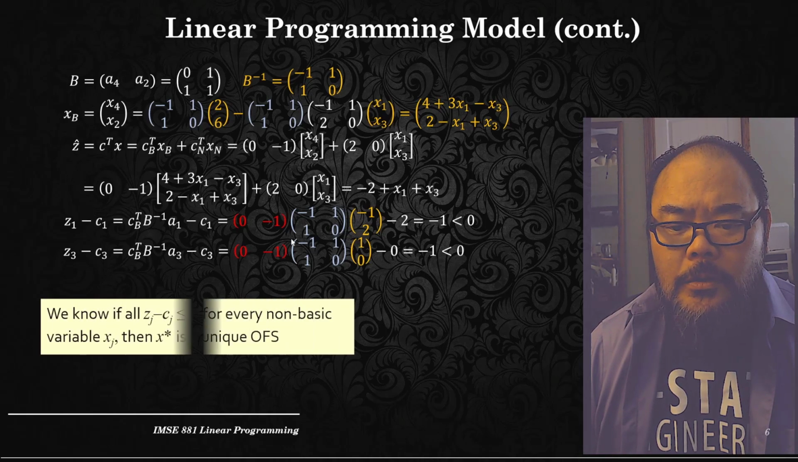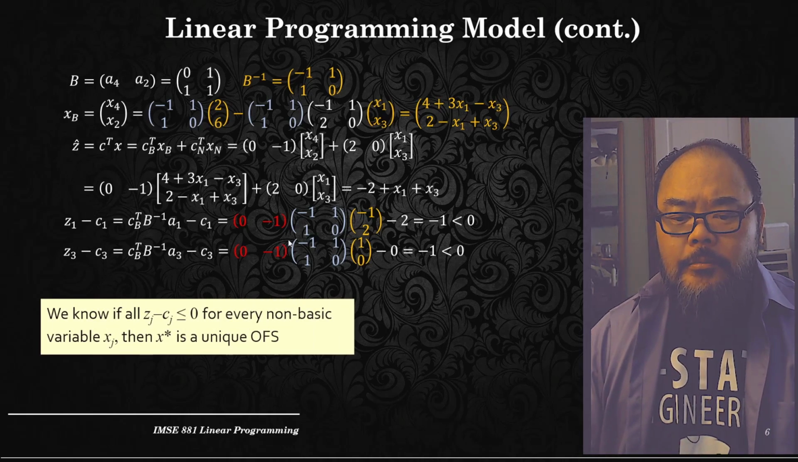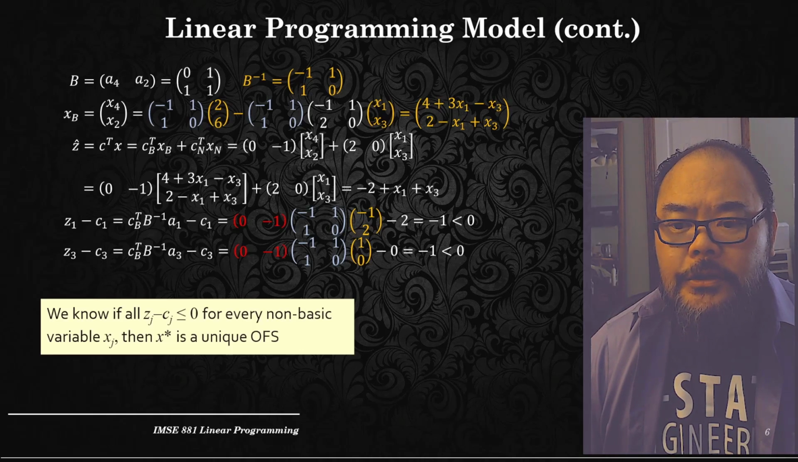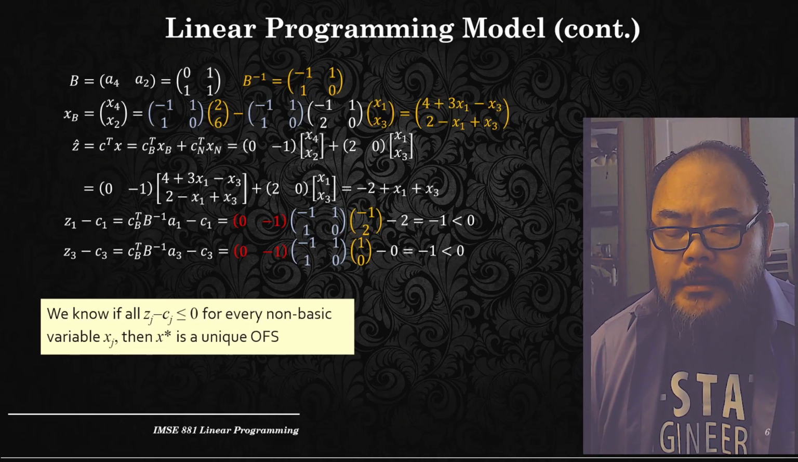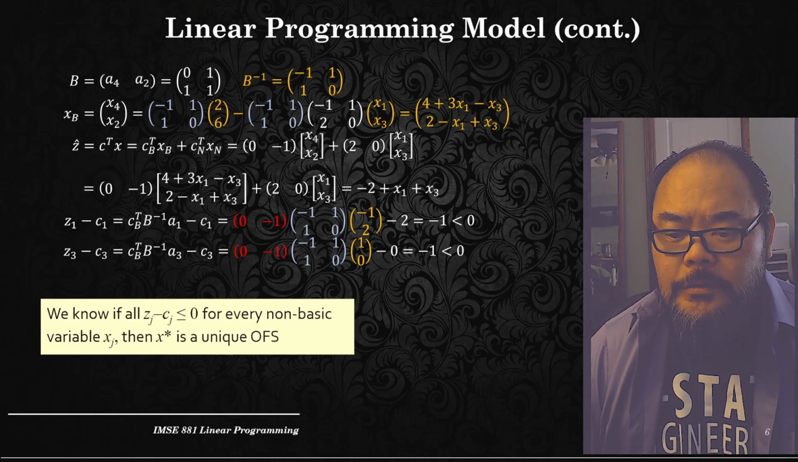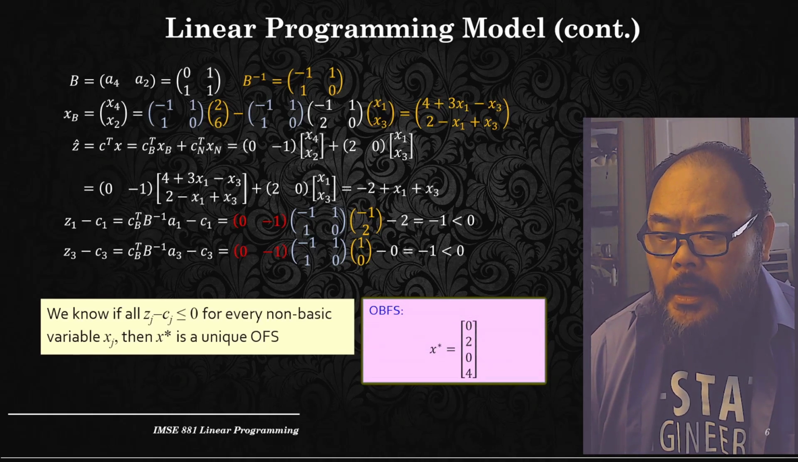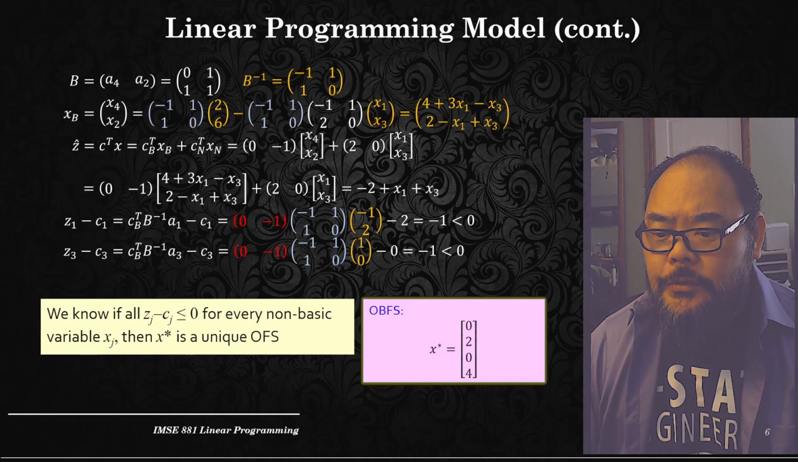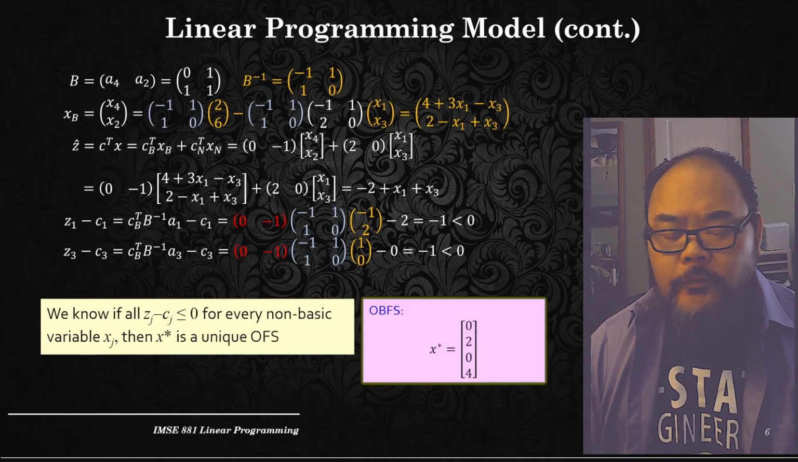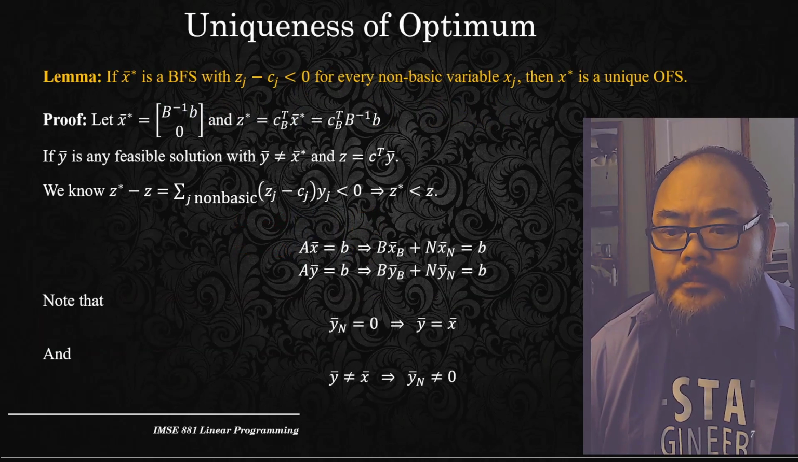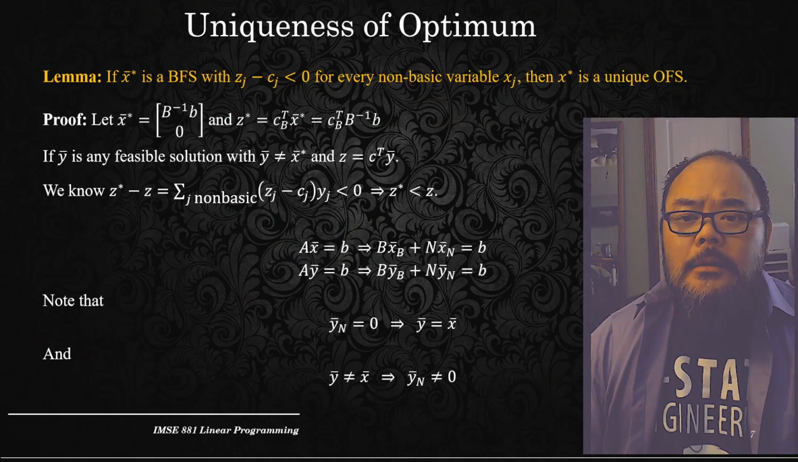So we know we can no longer improve my objective function, and the current solution on hand is the optimal feasible solution. It's a unique optimal feasible solution. And currently the optimal solution will be 0, 2, 0, 4.